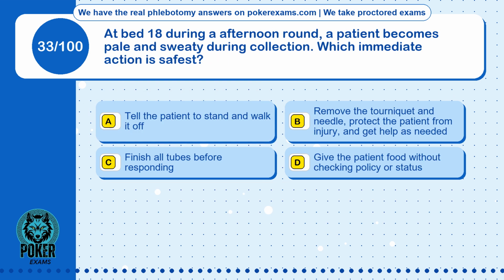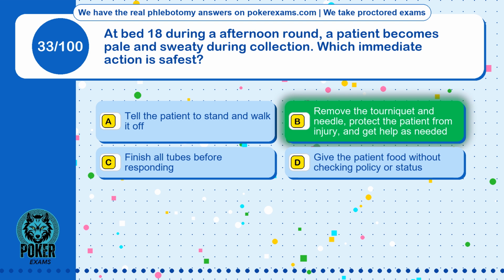Question 33. At bed 18 during an afternoon round, a patient becomes pale and sweaty during collection. Which immediate action is safest? Option A. Tell the patient to stand and walk it off. Option B. Remove the tourniquet and needle, protect the patient from injury, and get help as needed. Option C. Finish all tubes before responding. Option D. Give the patient food without checking policy or status.